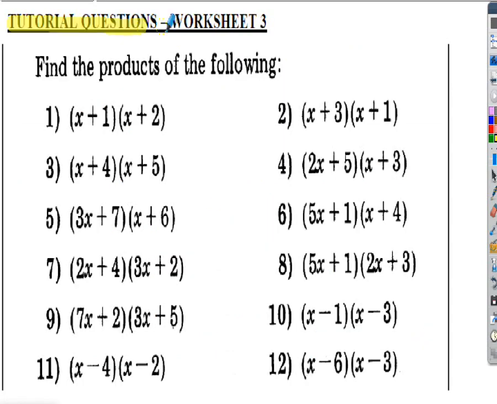Tutorial questions, worksheet 3 shown here. We're asked to find the products of the following expressions. Question 1 through to question 12 here. Same expansion required as in the previous work for every question. I would encourage you to start the presentation and attempt these expansions.